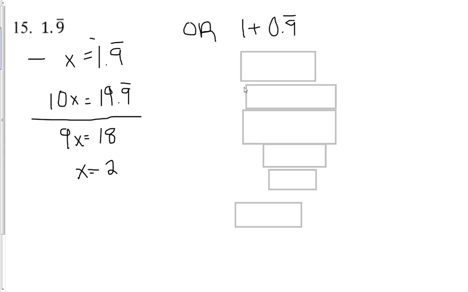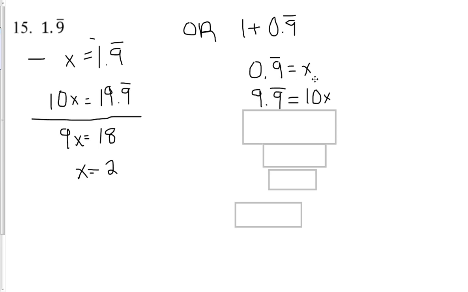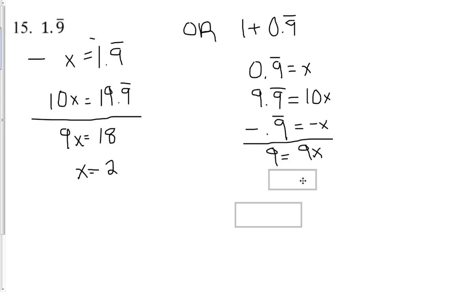But the other way was to separate it and just say, well, we have 1. We're going to add whatever we get for this repeating decimal to 1. So 0.9 repeating is x. Again, 1 decimal, so times 10, 10x equals 9.9 repeating, and subtracting the original, we get 9 equals 10 minus 1, or 9x, and x is 1. So 1 plus 1 is 2.